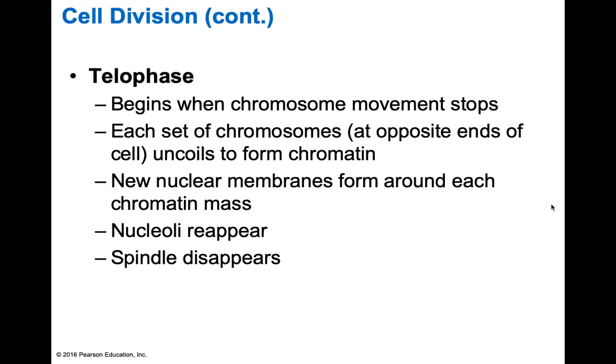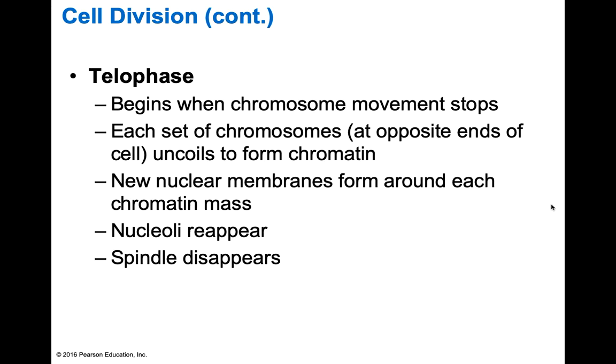Telophase begins when the chromosome movement stops. It's going to be at both poles, the extremes of our elongated cell here. And each set of chromosomes is going to uncoil to form chromatin again, because remember that we only have our chromosomes when we're dealing with the division of the nucleus, or the division of the DNA, which has happened now. And we have new nuclear membranes starting to form around this chromatin mass.